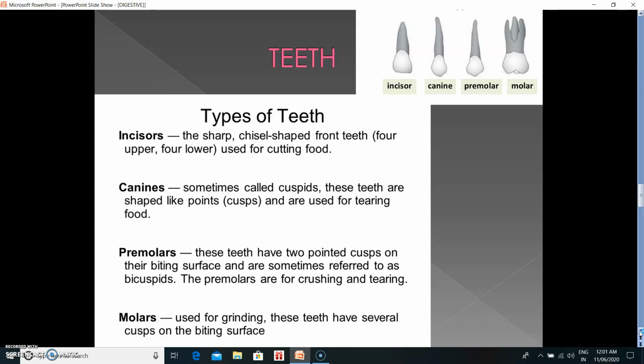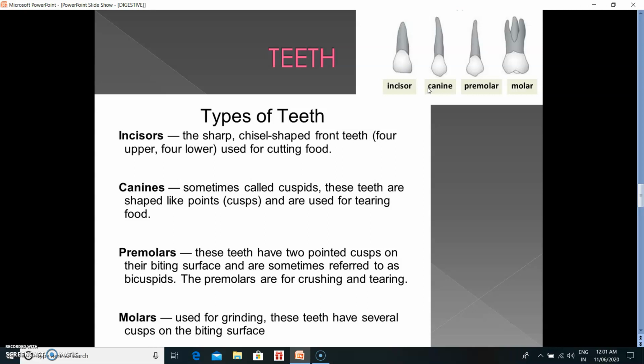Now your teeth are basically of four types. They are incisors, canines, premolars, and molars. Incisors are sharp, chisel-like teeth present in the front portion. If you open your mouth and touch them, you can feel them. There are four upper and four lower. They are used for cutting the food.